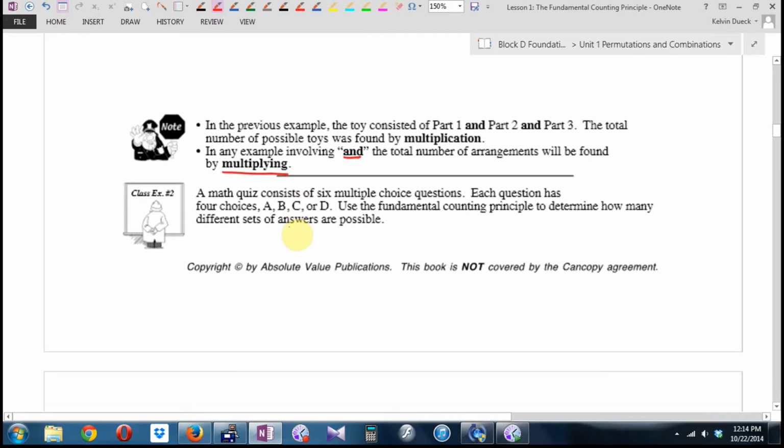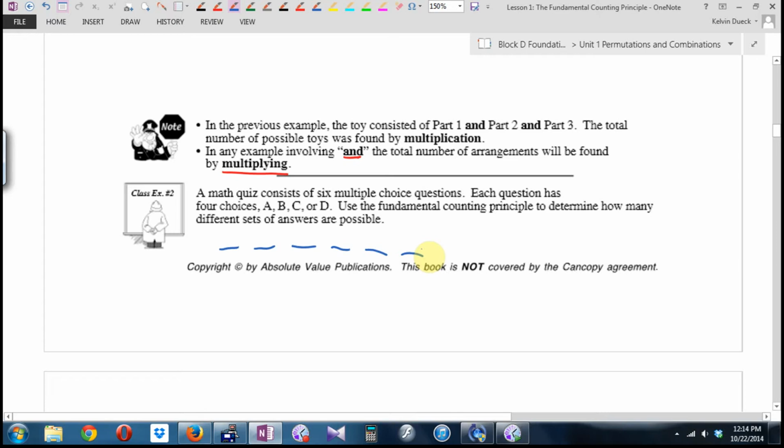So, a math quiz consists of 6 multiple choice questions. Each question has 4 choices. How many different sets of answers are possible? How many questions are there? How many blanks am I going to draw? Draw 6 blanks. 1, 2, 3, 4, 5, 6.